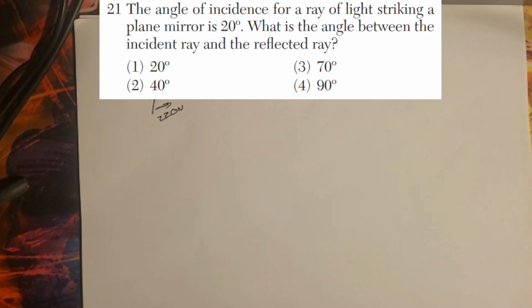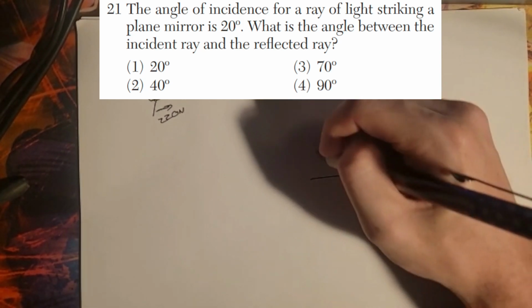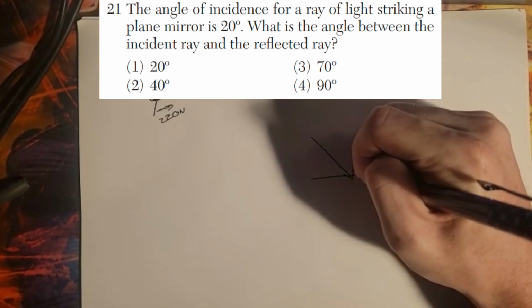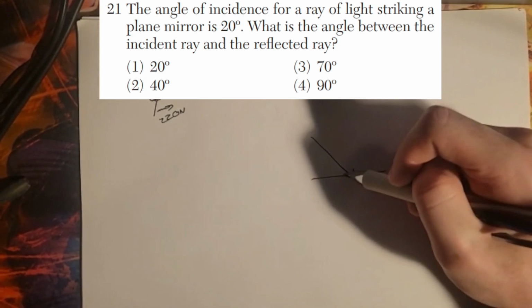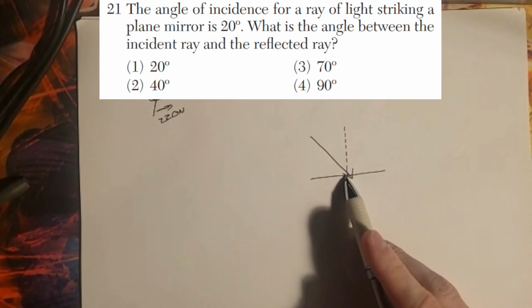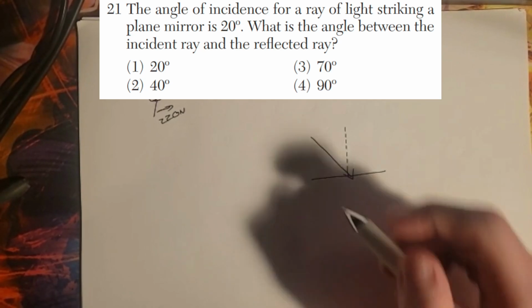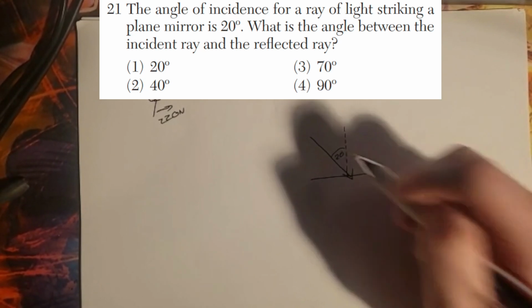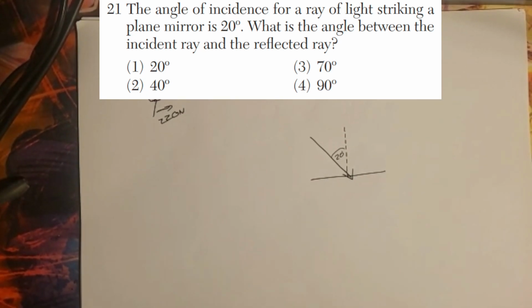Okay, the angle of incidence for a ray of light striking a plane mirror is 20 degrees. So here's your mirror. Light's coming in, makes an angle of 20 degrees. Now where are we measuring that 20 degrees to? We always measure our angles to the normal. This is not 20 degrees. I drew it inaccurately, but that's fine, right? Let's just say it is 20 degrees. If I made it 20 degrees, it'd be too small to really write in the 20. So maybe it worked out for the best.